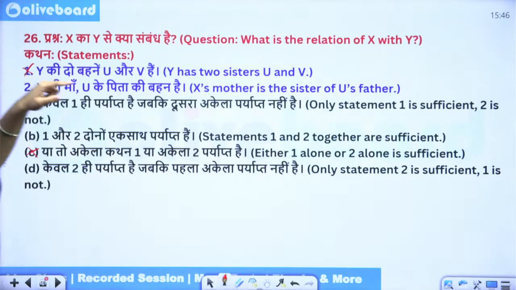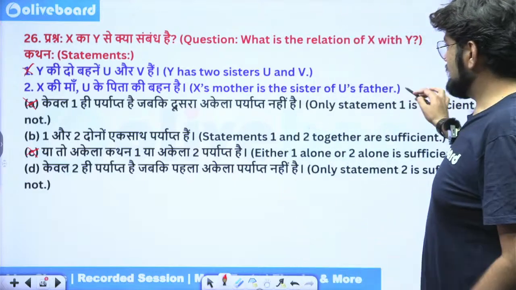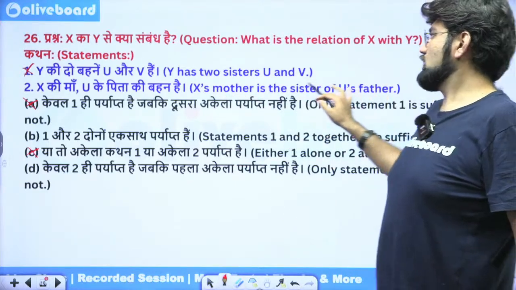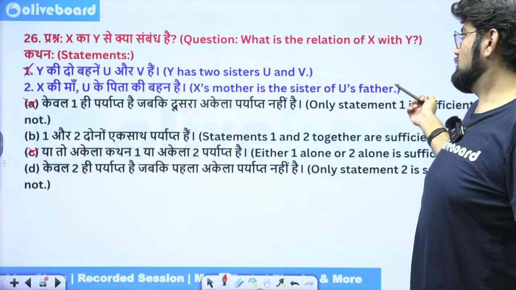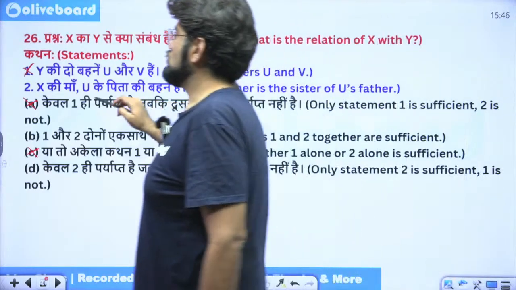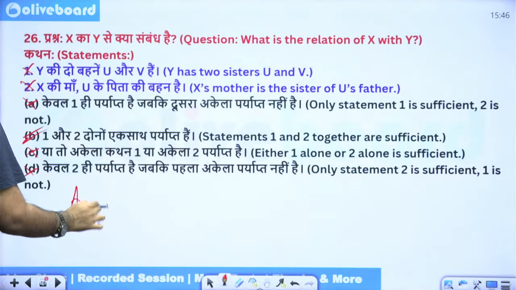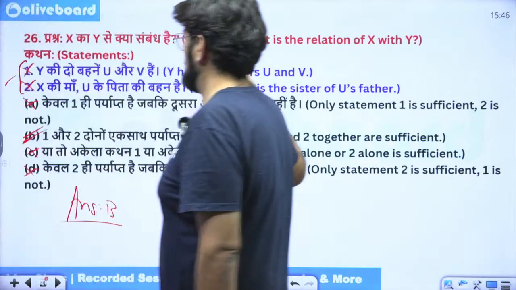So X's mother is sister of U's father. Even with this, it's clearly visible that you cannot establish a relationship of X with Y. Okay, so 2 alone is also not sufficient. So then I have only one option left, which is both together are sufficient. But for your sake, we'll just try this if it's correct or not.